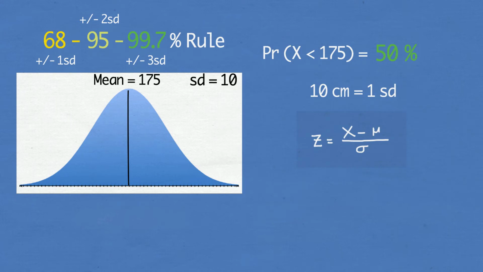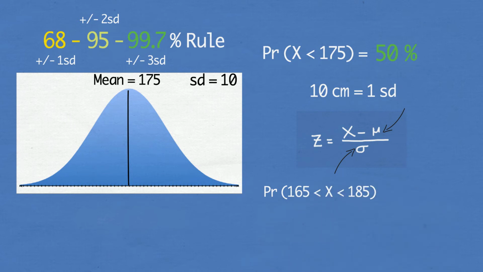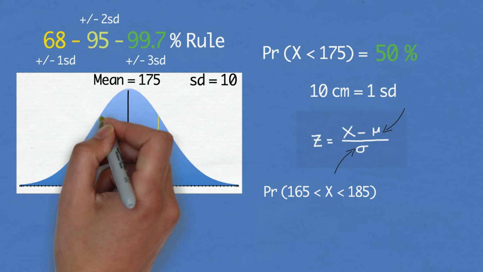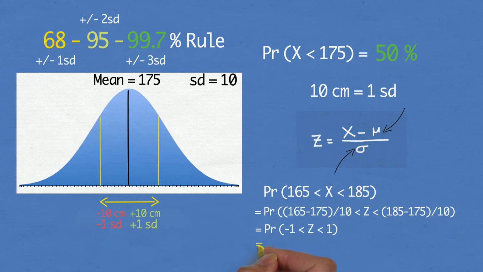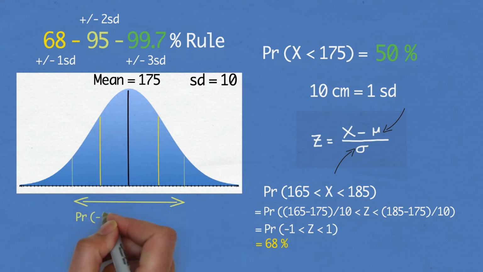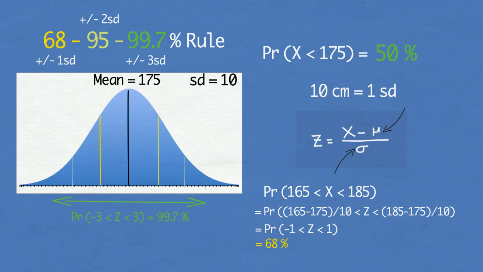This is known as the standardized score, or Z, where Z equals X minus the mean divided by the standard deviation. Therefore, the probability that a person is 165 to 185 centimeter, which in this case is 10 centimeter either side of the mean or 1 standard deviation either side, would be 68%. And if you go 2 standard deviations away, it will be 95%. And for 3 standard deviations away, it would be 99.7%.